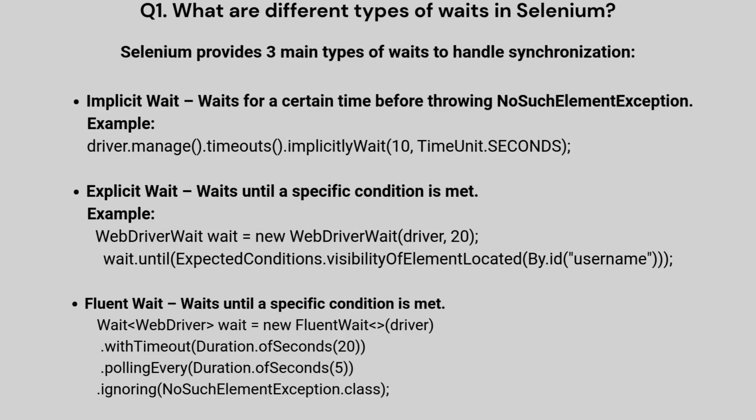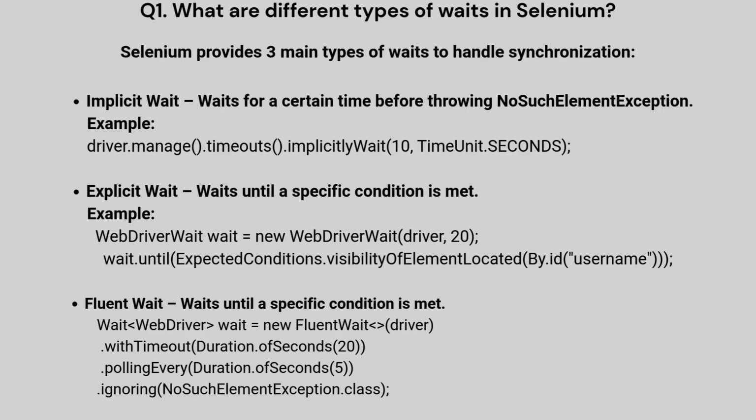The first question is, what are different types of waits in Selenium? Selenium provides three main types of waits to handle synchronization. Number one is implicit wait, number two is explicit wait, and we have another wait which is fluent wait. So, let's talk about implicit wait.